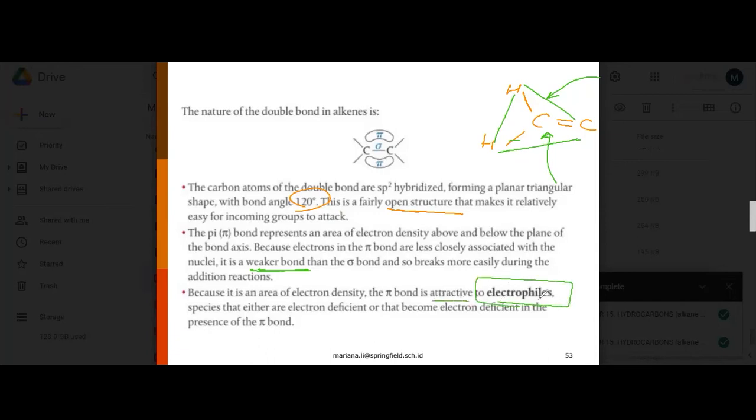You know, an electrophile is an electron seeking species, an electron deficient species. So later on, the very high electron density on the alkene will attack the electrophile.